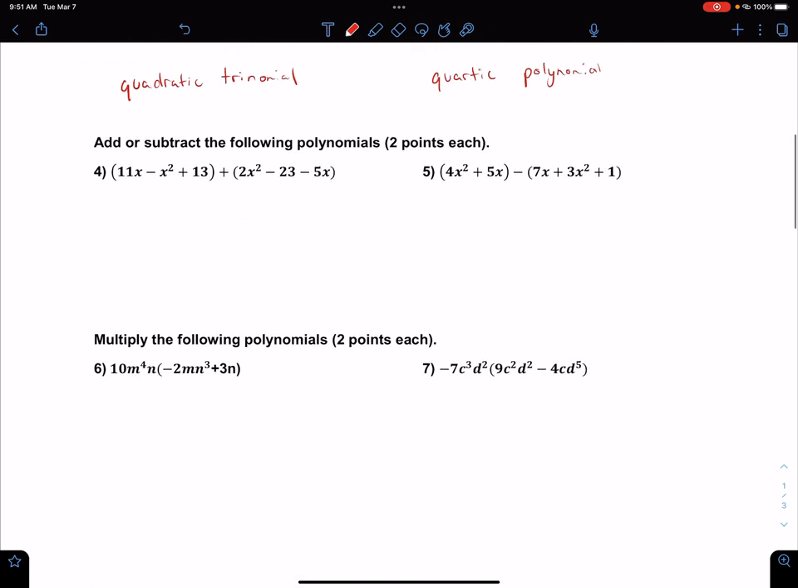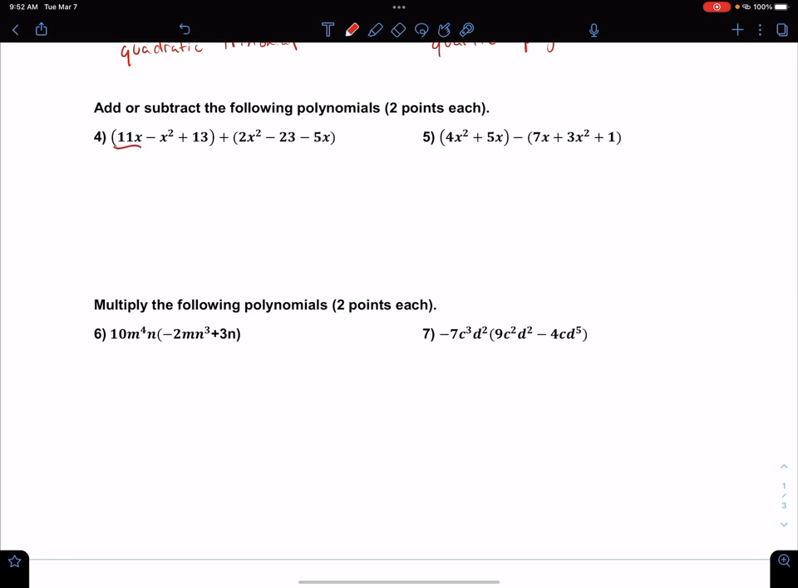Okay, next one, number 4 says add or subtract the following polynomials. So we do 11x plus negative 5x, so I know that's going to be 6x. Negative x squared plus 2x squared is just x squared. 13 plus negative 23 is going to be negative 10. Okay, number 5, 4x squared minus 3x squared is x squared. 5x minus 7x is negative 2x. And then there's no more numbers over here, but there is a 1 over here, so we say negative 1. So put that there, and that's our answer.